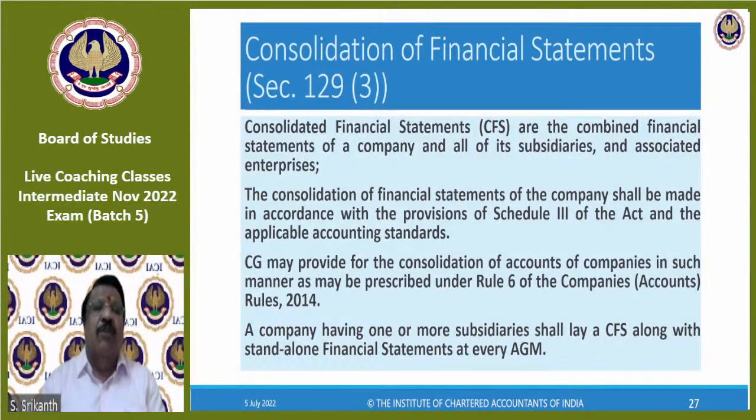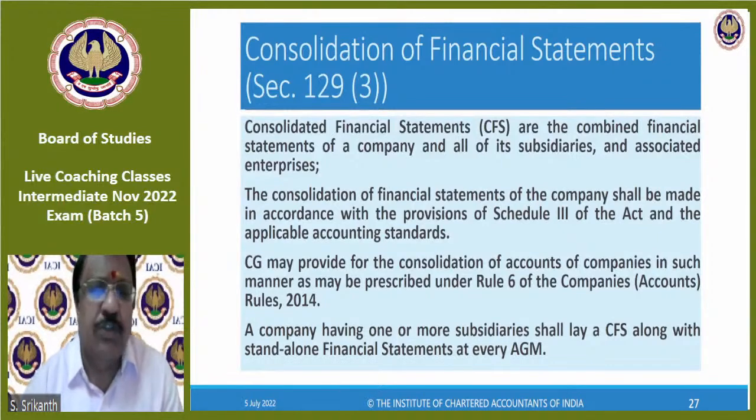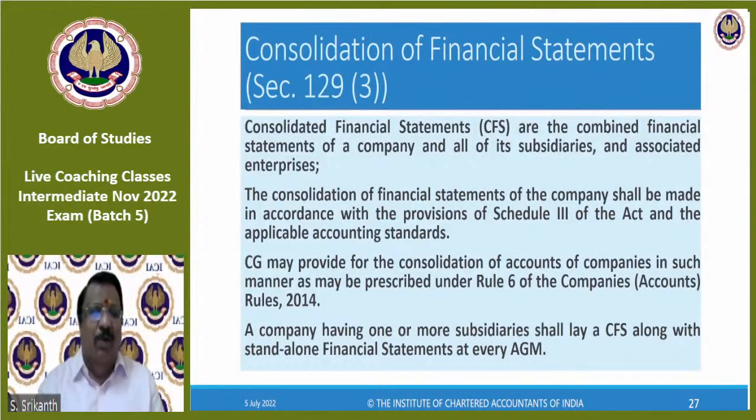So the consolidation of financial statements shall be made in accordance with the provisions of Schedule 3 and the applicable accounting standards. AS 21, if I'm right. I'm not teaching you financial reporting, so I don't have to worry about all that. But I'm sure you know that. I'm sure by now somebody would have put up the appropriate accounting standard and the Ind AS in the query pad. Why don't you do that? Educate me.